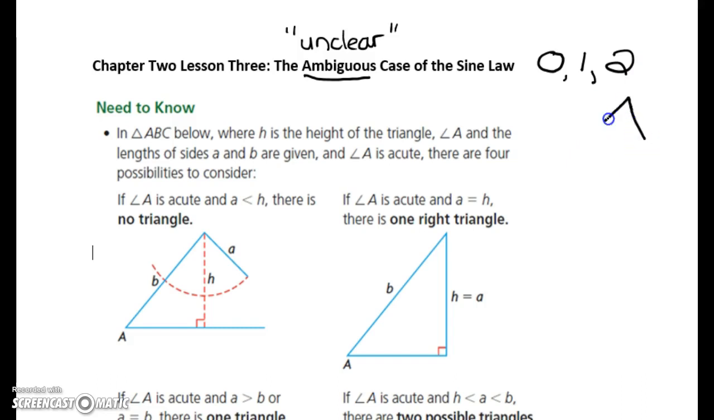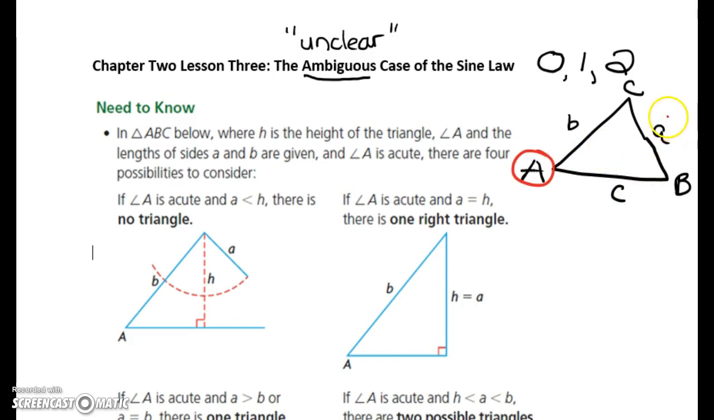So to determine if you have 0, 1, or 2 triangles, we first need to draw a little diagram of the triangle that we could possibly be looking at. Suppose I had a triangle A, B, and C, with the corresponding sides a, b, and c. And suppose we knew the following information: the angle A, the corresponding side a, and then the side b. So we have an angle-side-side relationship.